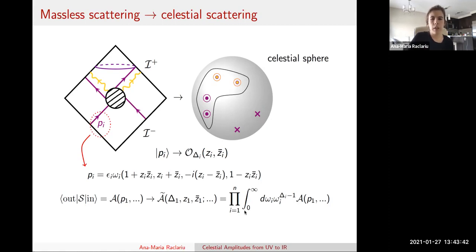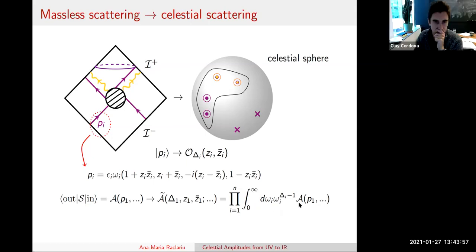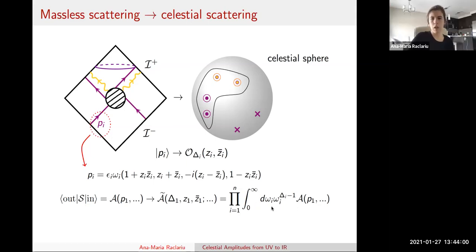So it turns out that the map from momentum space amplitudes to celestial amplitudes is given by this Mellin transform with respect to all of the external energies of the particles. So naively, the intuition here is that what this Mellin transform does is that it trades this basis of momentum eigenstates for a basis of boost eigenstates, namely boosts. It diagonalizes boosts in the directions of the particles.